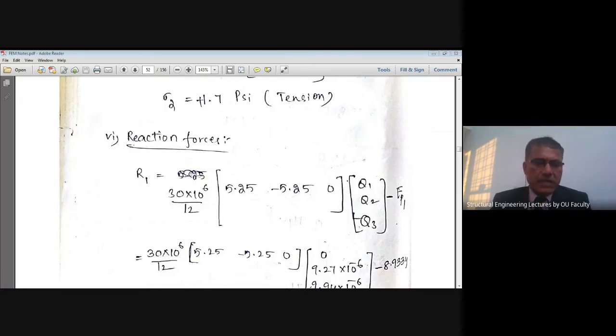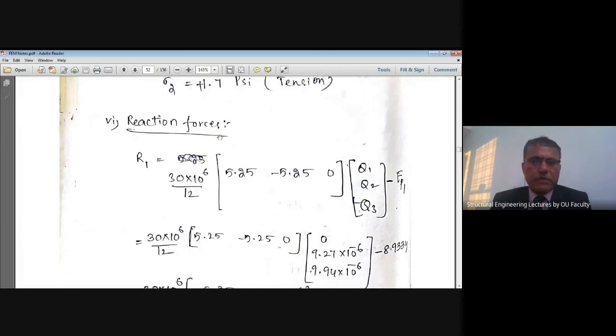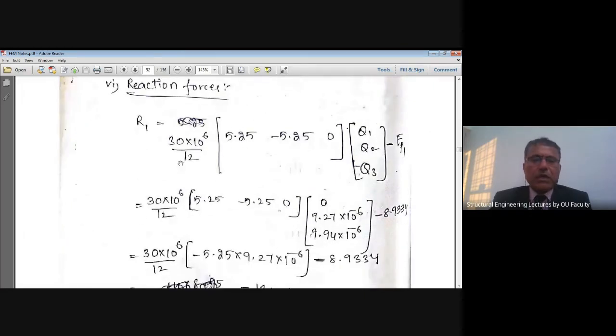Once I get this, I'll see that this is also positive. That indicates that this is also under tension, pound per square inch. Both are under tension.